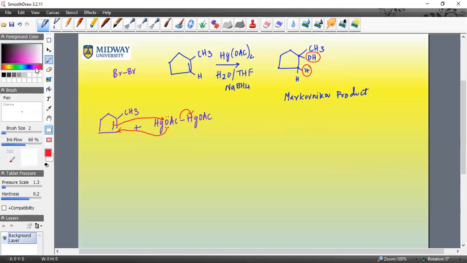Let's go get. Now, what does that mean? Well, this is our intermediate, okay? So I'm going to put that in brackets, okay? That means there's a bond made between this carbon and this mercury OAc. Because something is lost an electron, it gets a positive charge, and then this is connected back. And then we still have our hydrogen here.